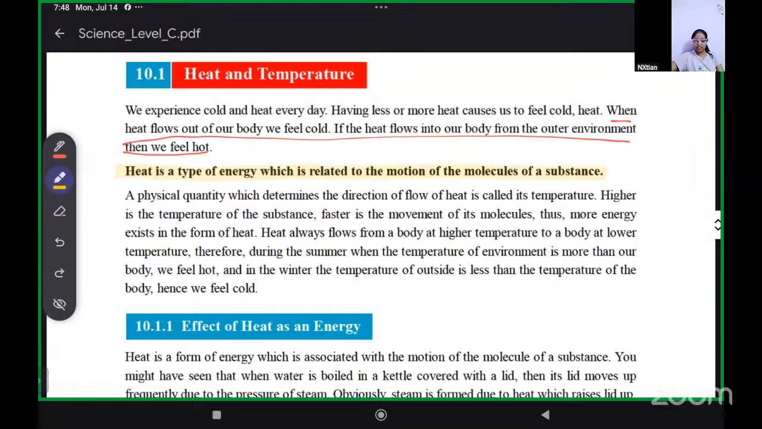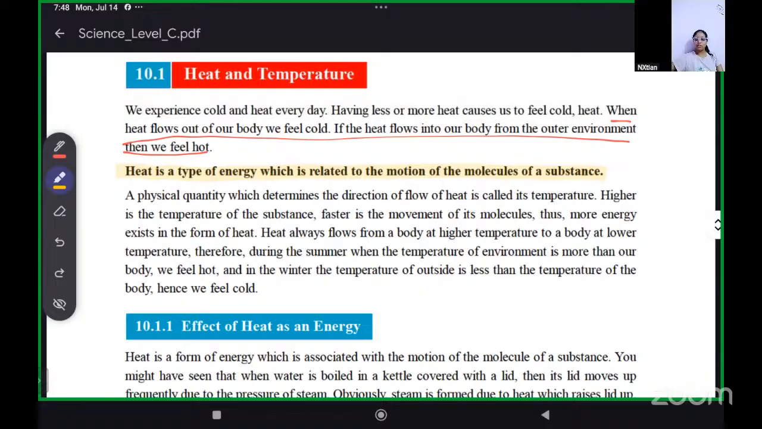Now, heat is a type of energy which is related to the motion of the molecules of a substance. We know that every substance has molecules, right? Be it solid, liquid, or gas. Solid molecules are very closely packed together. Liquid molecules are loosely packed, whereas gas molecules are very loosely packed. So it is related to those molecules of a substance.